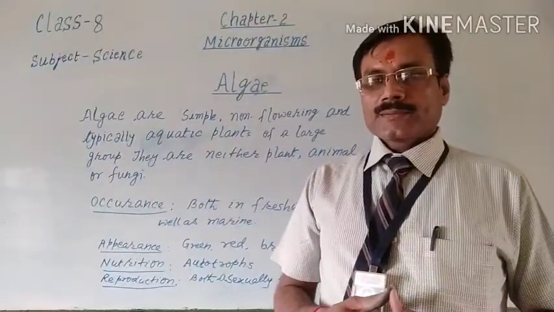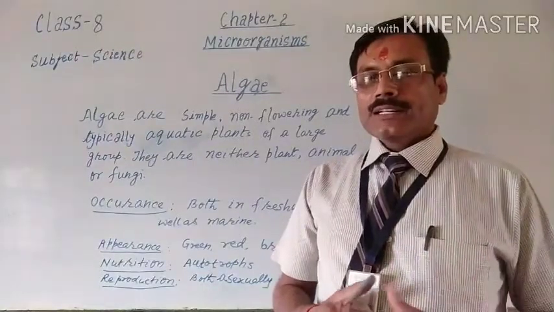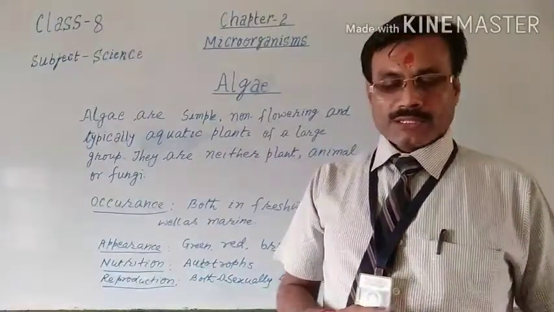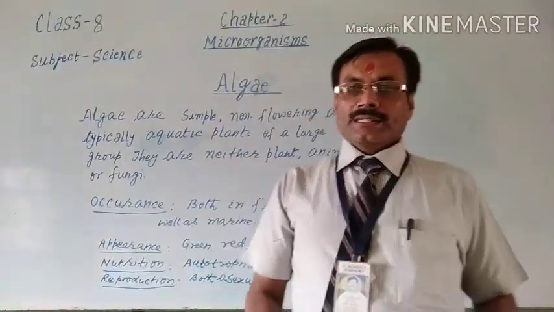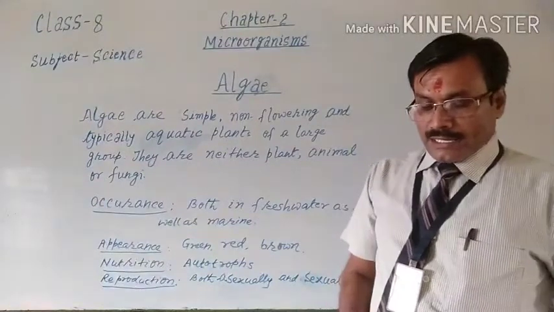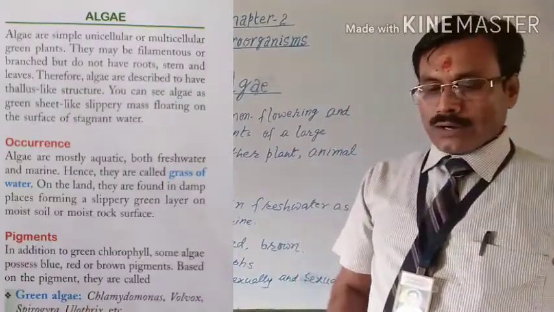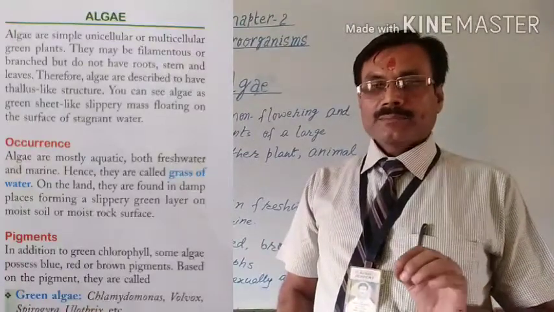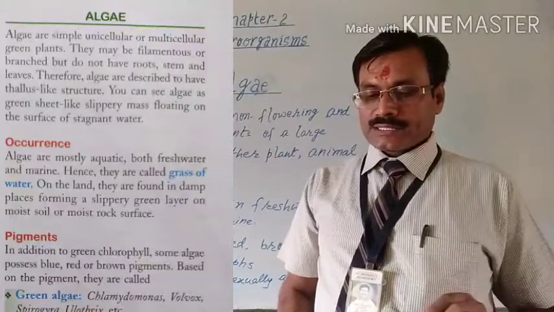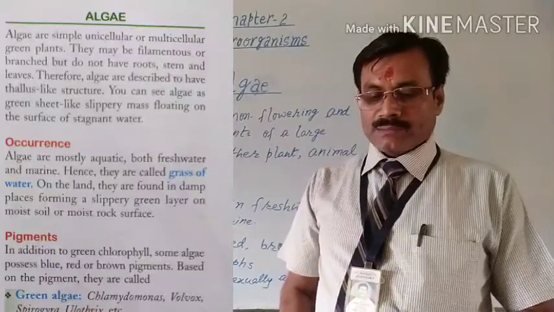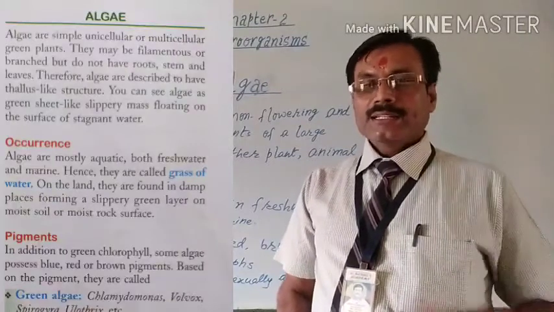Now students, here it is time to gain more knowledge from your book. So start reading the book, learn something and pay attention. Now algae are simple unicellular or multicellular green plants. They may be filamentous or branched but do not have root, stem and leaves.